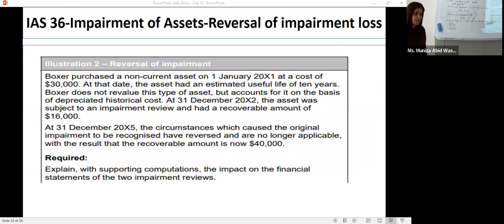Now we have this illustration 2. Before starting illustration number 2, try to jot down all the points which we have discussed up till now in IAS 36. Take your time, rethink what we have studied up till now. And then we are going to do this question.